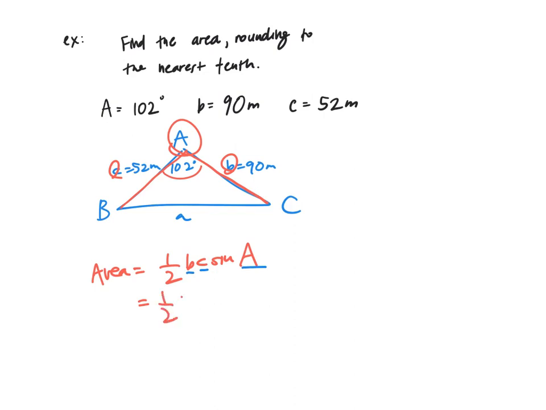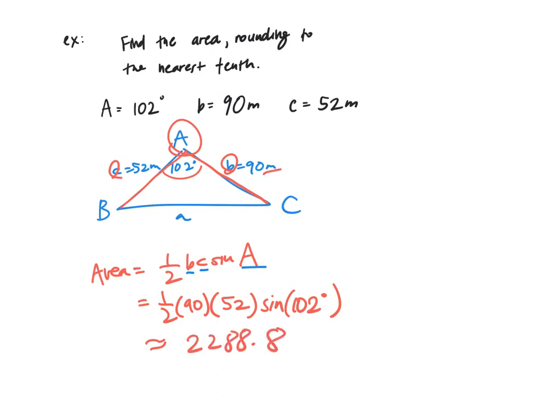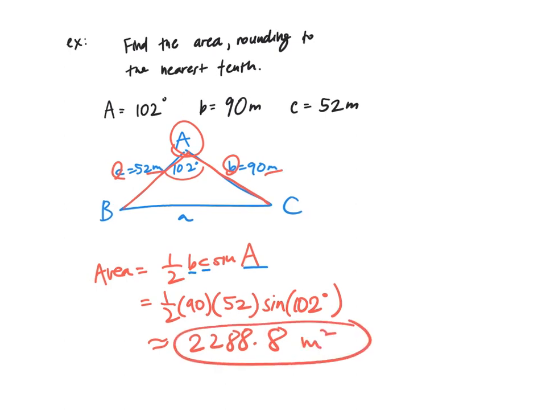And then plug in the values. So 90, C is 52, sine of angle A, it's 102 degrees. Make sure you're in degree mode. Enter that into your calculator all in one go. And you should get 2288.8. And since the units are in meters, square meters. So that's your final answer.